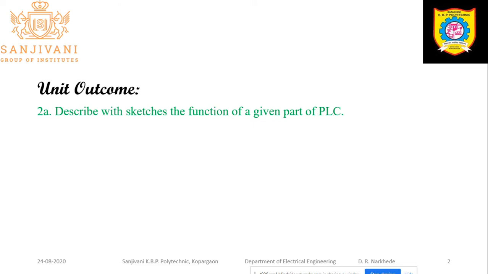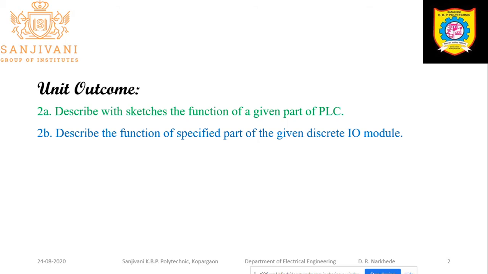So you should be able to draw the sketch of what the input module looks like, what the output module looks like, what is inside the input module, what is inside the output module, and the circuitry of that. That we are going to discuss in unit number 2. Then you should be able to describe the function of a specific part of the given discrete IO module. There are two types of input and output, IO standing for input and output. My PLC has two types: discrete, meaning the digital input module, and the second one is the analog input module.